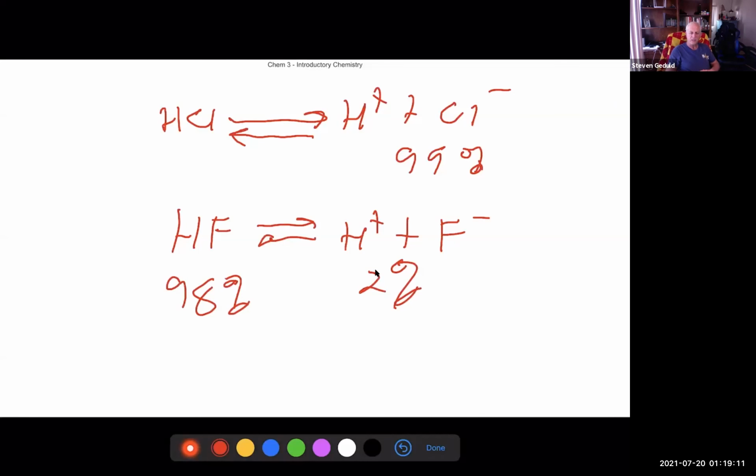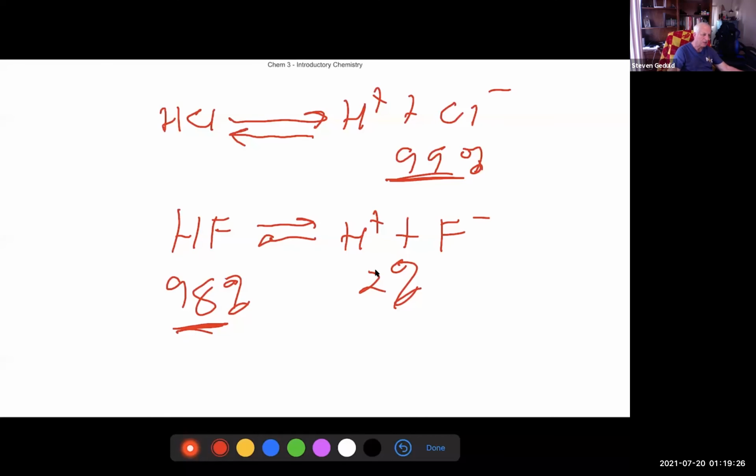It's a very weak acid. So at equilibrium, about 98% is HF, the compound. At equilibrium with HCl, 99% is H plus and Cl minus because it breaks apart almost 100%. So that's a weak acid and a strong acid. So that's what equilibrium is.